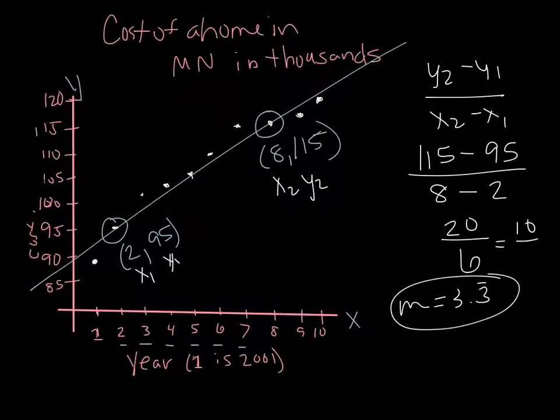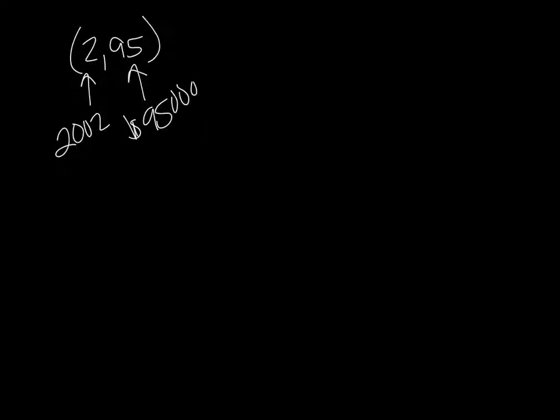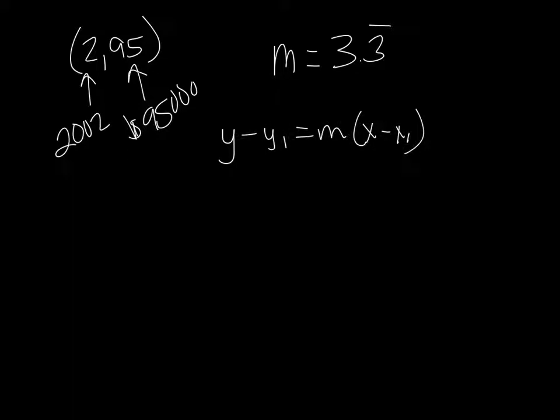The second thing we're going to do is write an equation of this line. On my next slide, I'm going to choose to use the point (2, 95). This point represents the year 2002 and the cost of a house, which is $95,000. And then we found out that the slope was 3.3 repeating. I'm going to start with point-slope form because I have a point and a slope. My point (2, 95) is my x1, y1. So I have y minus 95 equals 3 1/3 times x minus 2.